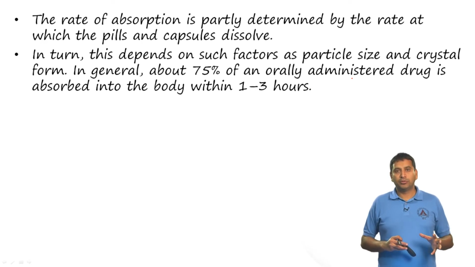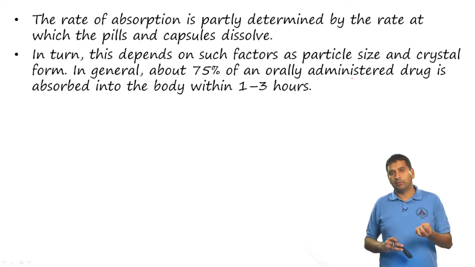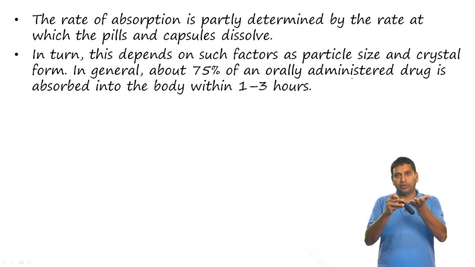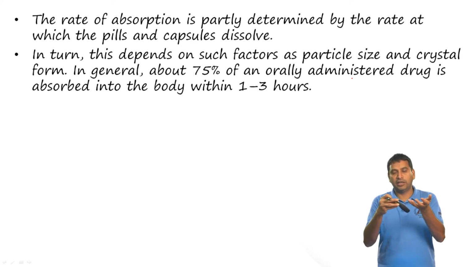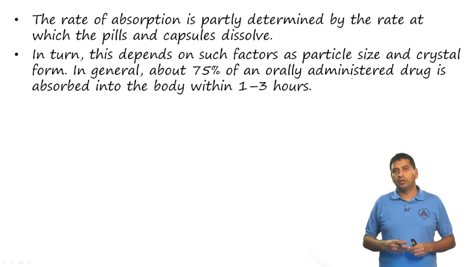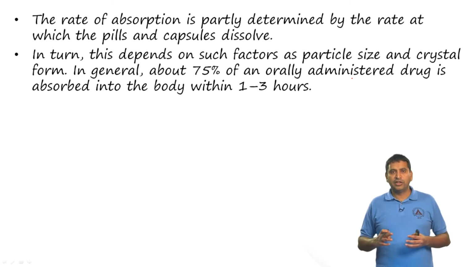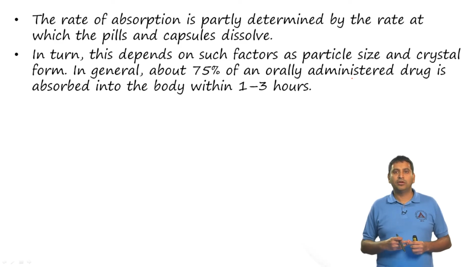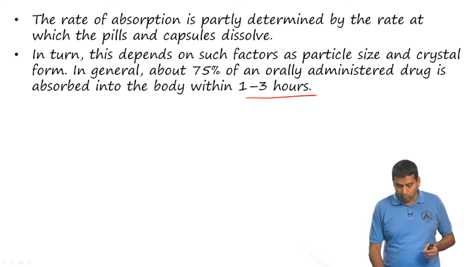The rate of absorption is partly determined by the rate at which the pills or capsules dissolve. The pills or capsules are made in such a manner that they contain the drug, and they have to dissolve or break down for it to be absorbed. In turn, this also depends on factors such as particle size and crystal form. As a general rule, about 75% of an orally administered drug is absorbed in the body within 1 to 3 hours.